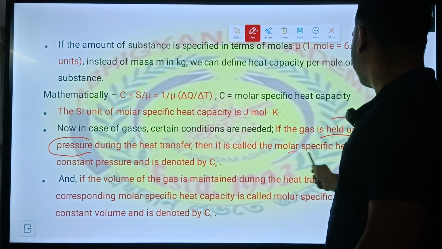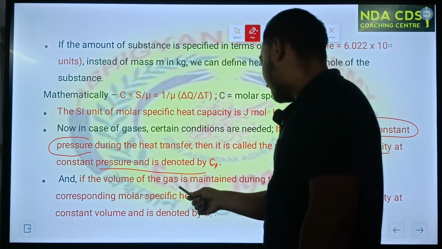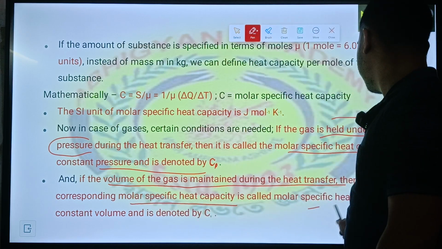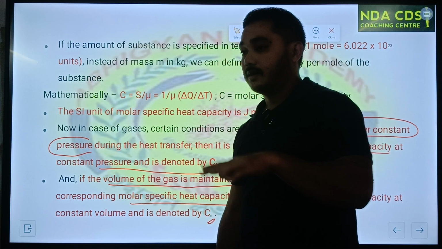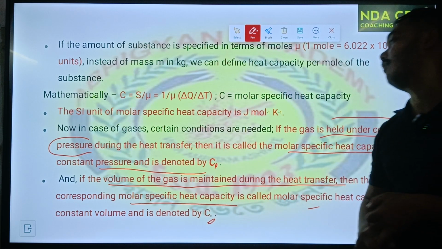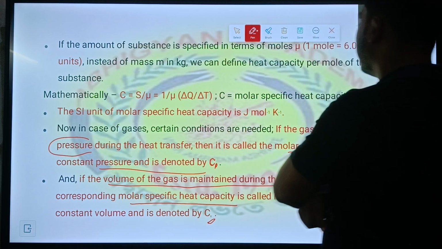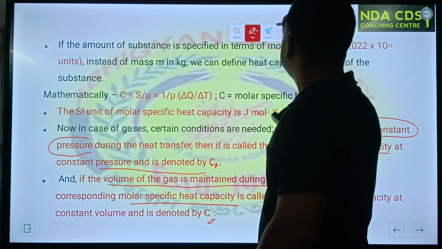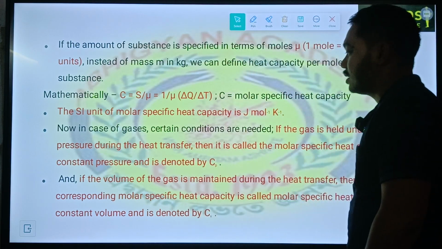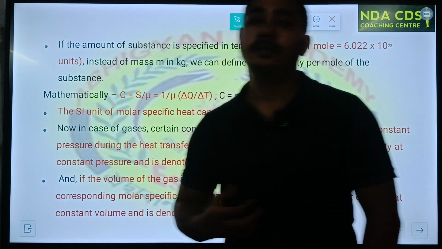In that case, what we call it is the molar specific heat capacity at constant pressure, which is denoted as Cp. The second case is that sometimes the volume is maintained during the heat transfer. Then it's what we call the molar specific heat capacity at constant volume, denoted by Cv. Got my point? In terms of gases, either pressure has to remain constant or volume has to remain constant. Then only can you find the specific heat capacity. The formulas are the same after that. One is molar specific heat capacity at constant pressure, Cp, and one is at constant volume, Cv.